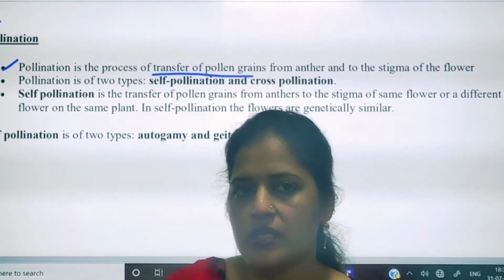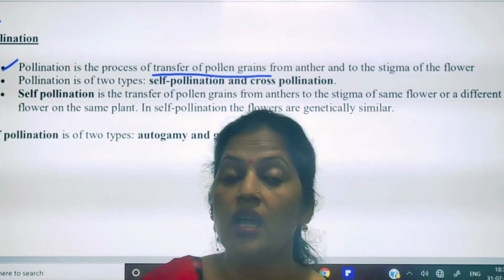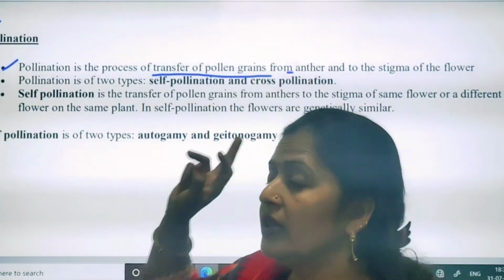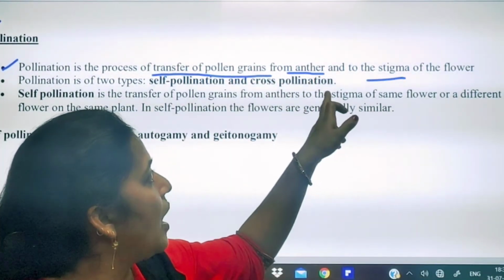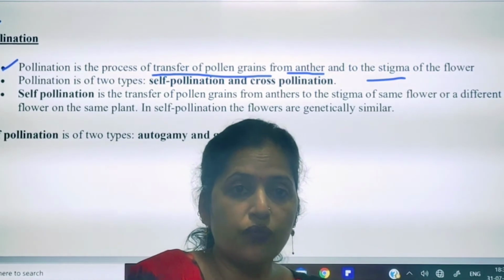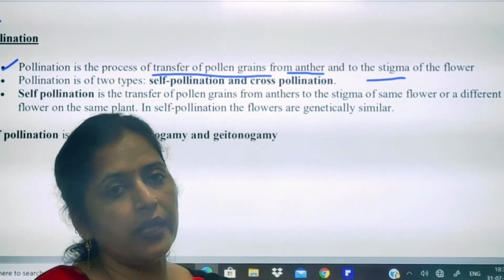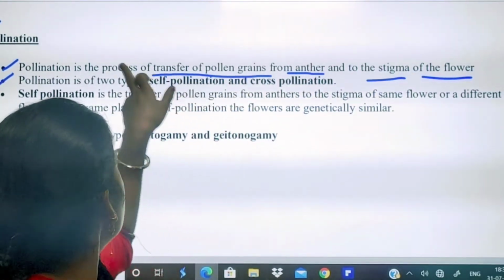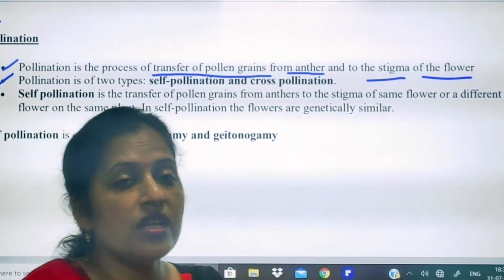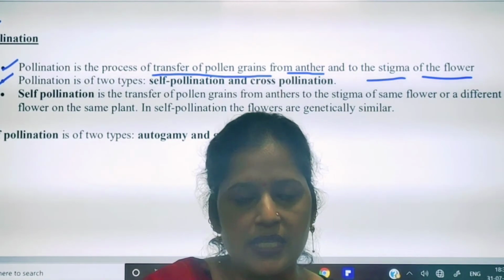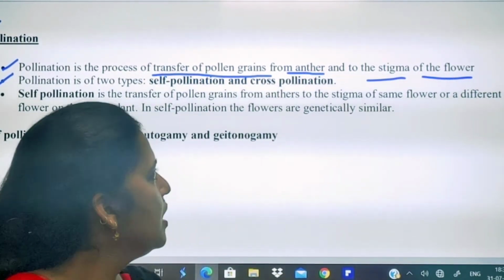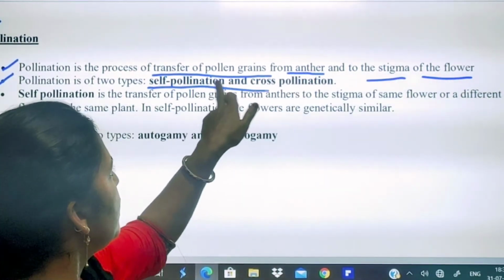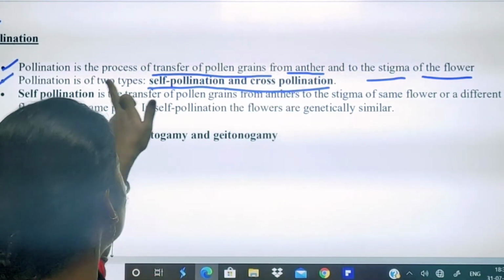Pollination is a process in which the transfer of pollen grains takes place from anther to the stigma. The transfer of pollen grains from anther to the stigma of the flower is known as pollination. Pollination is further of two types, that is self-pollination and cross-pollination. This is self-pollination and this is cross-pollination.